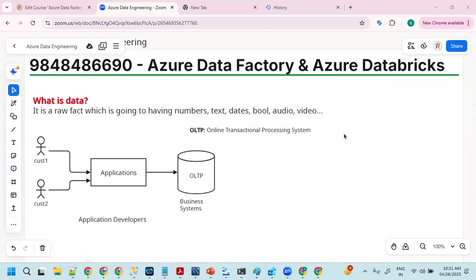As a data engineer, we are going to be responsible for getting the raw data. Here I'm just taking only one diagram, one symbol, but you will have many systems for your business. You may get the data from different systems, and then you need to integrate, apply transformations, aggregate it, and load the data.